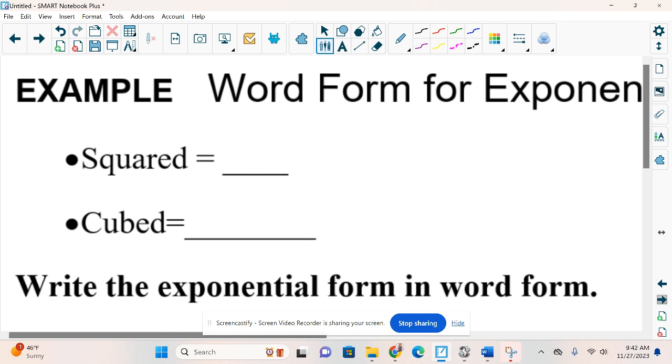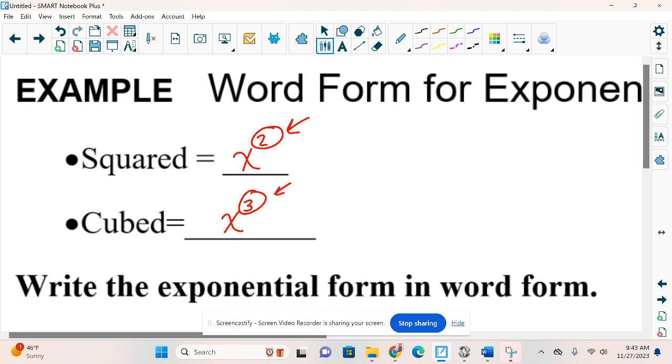Alright, this is the part where you're going to need to fill out. There are 2 fancy words when you're talking about exponents. Squared and cubed. If you see the word squared, it means that you have an exponent of 2. That x right there represents any number. So anytime you have an exponent of 2, that means squared. So if you see the word squared, it means something raised to the second power. Cubed is to the power of 3.